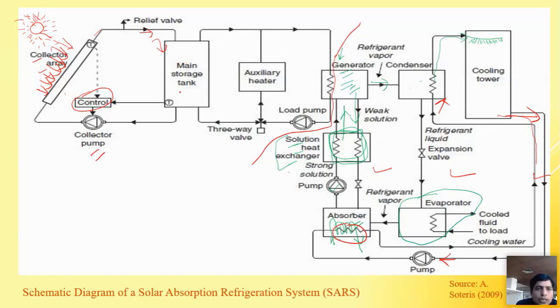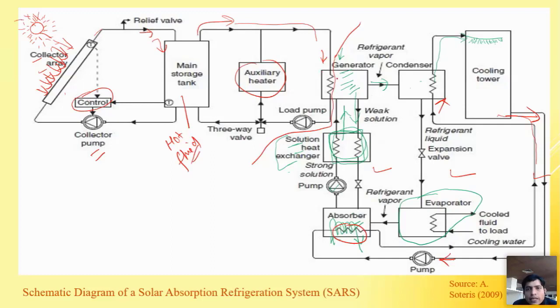The main storage tank is here, in which the hot fluid is filled. Where did this hot fluid come from? This is the fluid which was previously in contact with the collector array and is now stored in the main storage tank. Now it is being circulated to the auxiliary heater. I'm sorry, not the auxiliary heater, I will tell you why we are using it. This is circulated to the generator because it is heated to a very good extent. This heated fluid moves inside the generator.